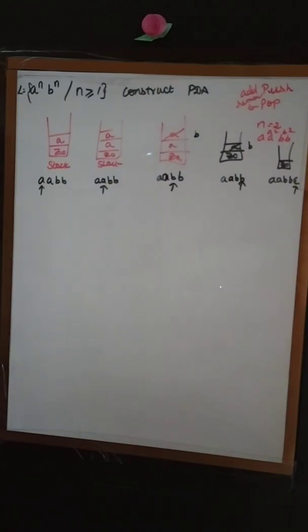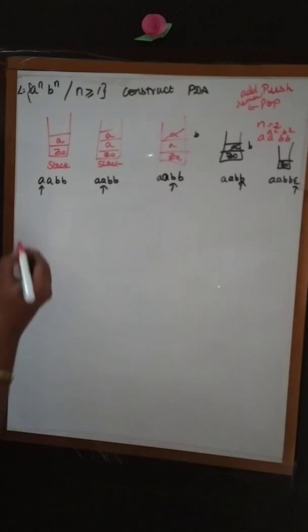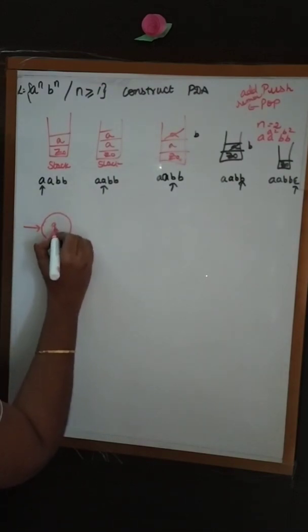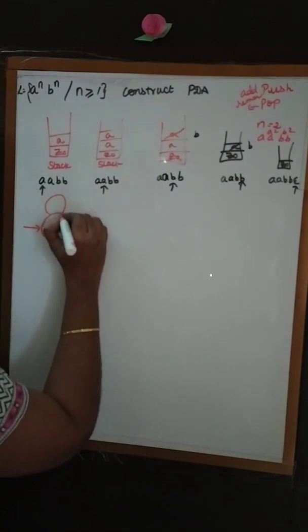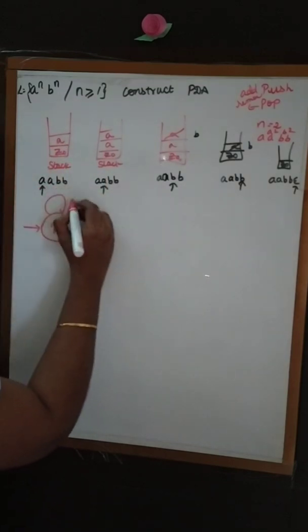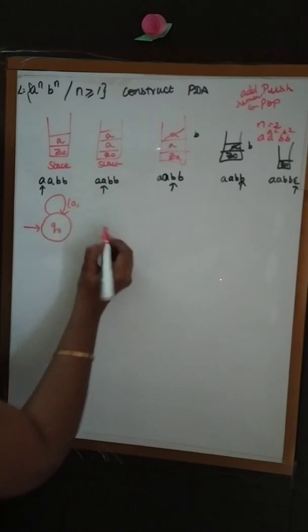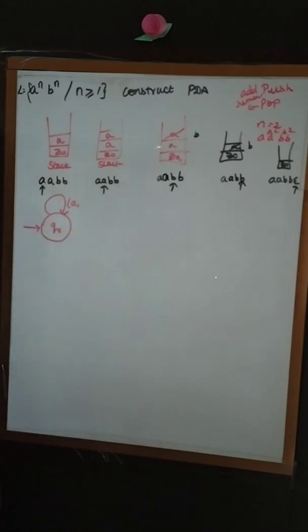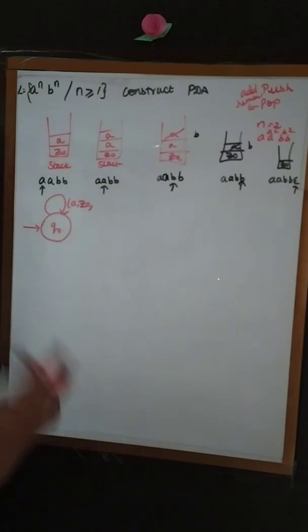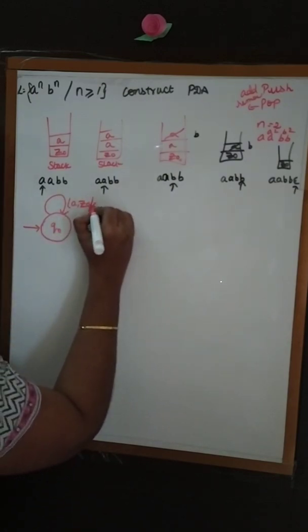Okay. So now we will draw the PDA. So now Q0. What is the first thing? Input symbol a. What was there previously on the top of the stack? Z0. So I'll write Z0. What I have done? I have to do pushing.